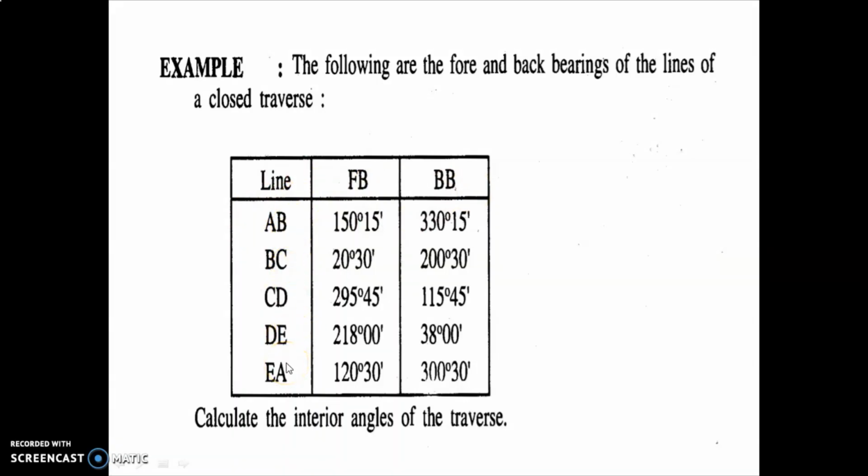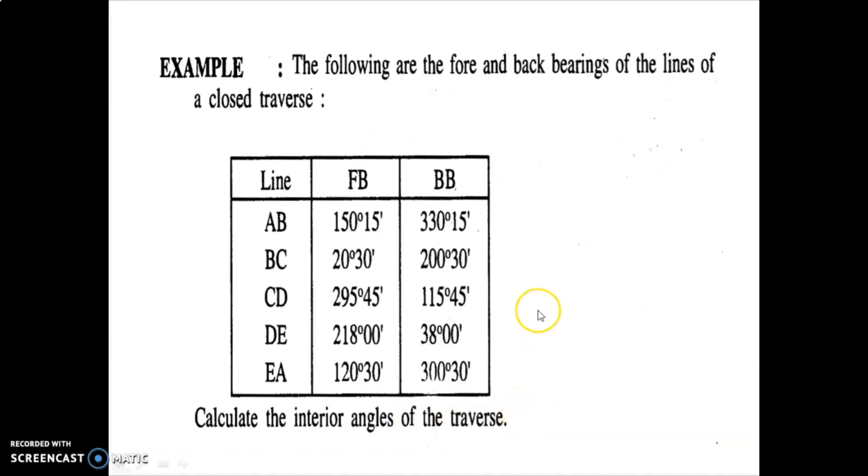Fore bearing is given for line AB as 150 degree 50 minute, and back bearing of the same line is given as 330 degree 50 minute. In the same way for line BC, fore bearing is given as 20 degree 30 minute, and back bearing is 200 degree 30 minute. For line CD, fore bearing is 295 degree 45 minute, and back bearing is 115 degree 45 minute. For line DE, fore bearing is 218 degree 0 minute, and back bearing is 38 degree 0 minute. And for line EA, fore bearing is 120 degree 30 minute, back bearing is 300 degree 30 minute. Calculate the interior angles of the traverse.